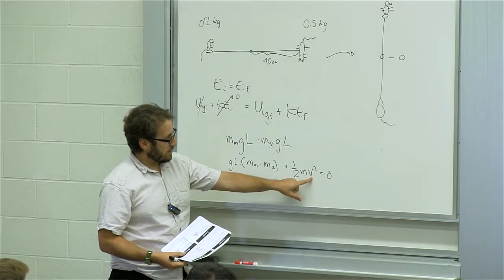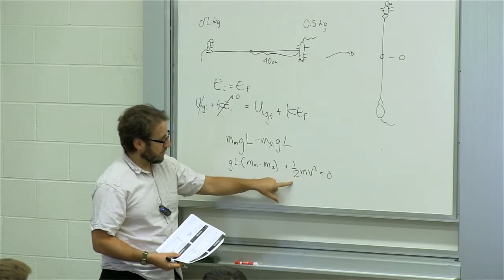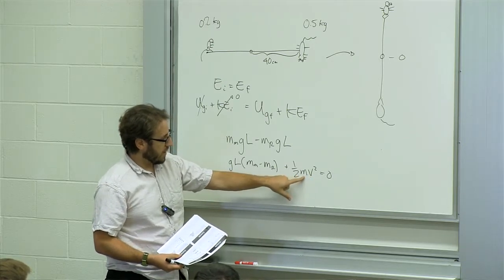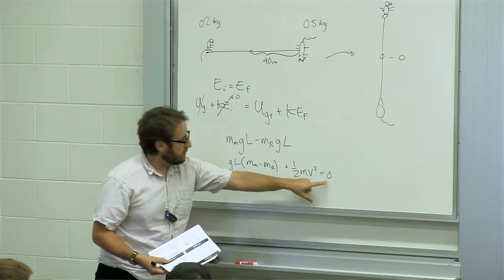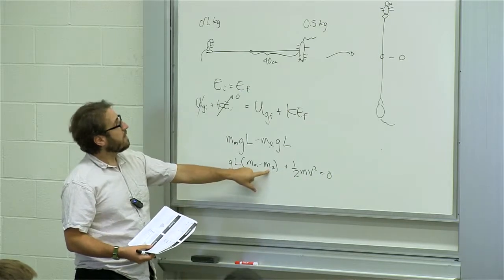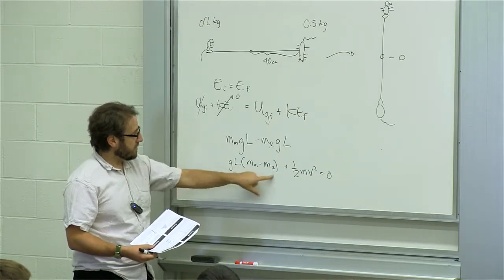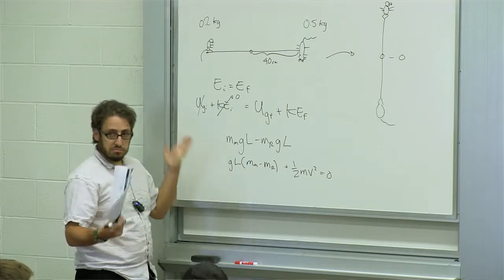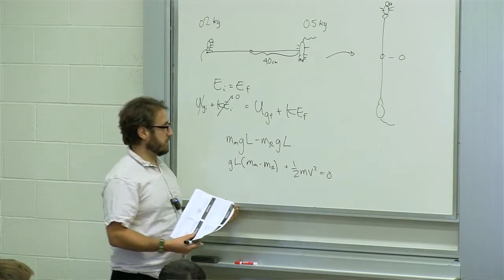Okay, now let's think about whether we got the signs right. This guy here, this has to be positive, right? Because velocity squared is positive, mass is positive. This thing has to be 0, so this one should be negative. The rat is heavier than the mouse, so this is in fact going to give us a negative number. So it looks like we chose our axes all consistently.